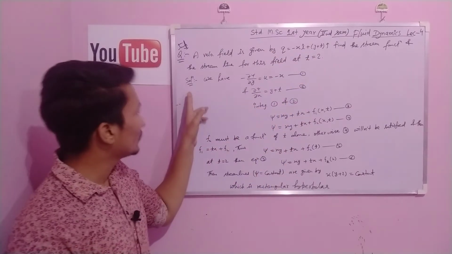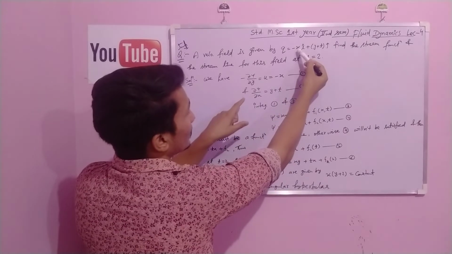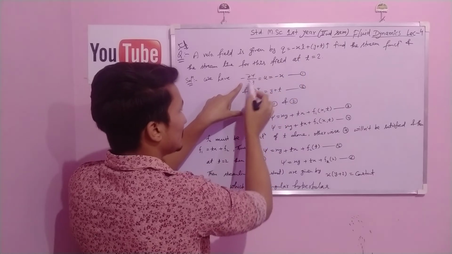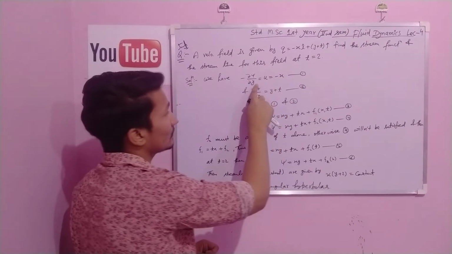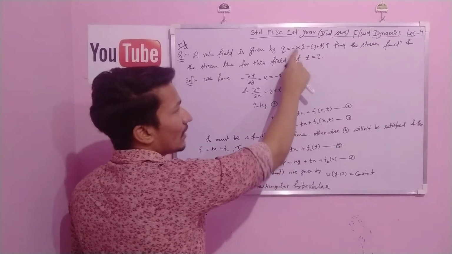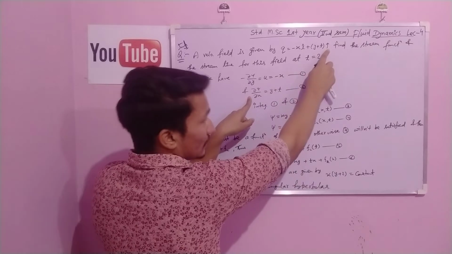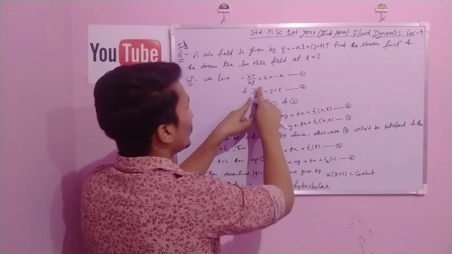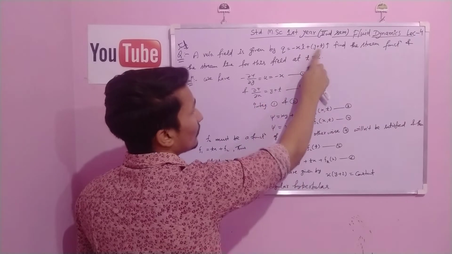So the solution will be: the coefficient of i cap is minus del psi upon del y, which is denoted by u by the CR equation. What is the value of this? Minus x is the coefficient of i cap. And del psi upon del x is the coefficient of j cap, which is y plus t. Therefore del psi upon del x will be y plus t.